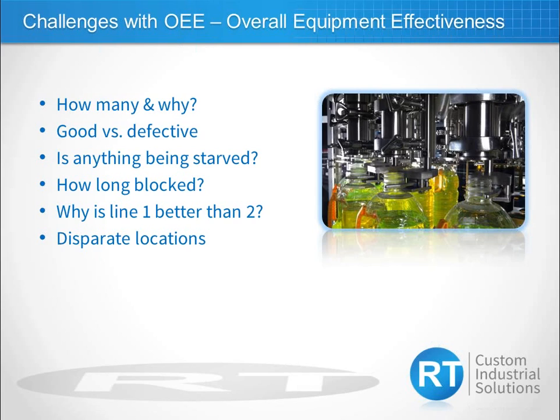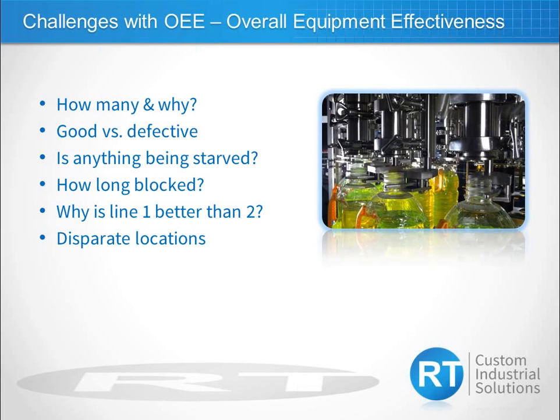Another big challenge is OEE. I don't know if anybody's familiar with that, but it's a term well used around the industry, and it stands for overall equipment effectiveness. It really means, hey, how's my line running? How are these two bottle lines running, or these three lines, and can we compare them to each other? Why is line 1 better than line 2? Or line 3 is always down for a certain length of time. Do we have a bad sensor?